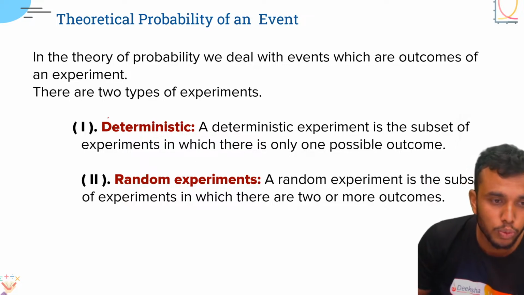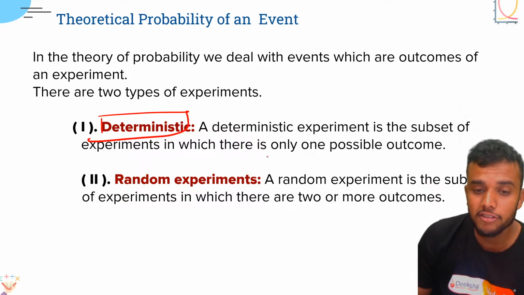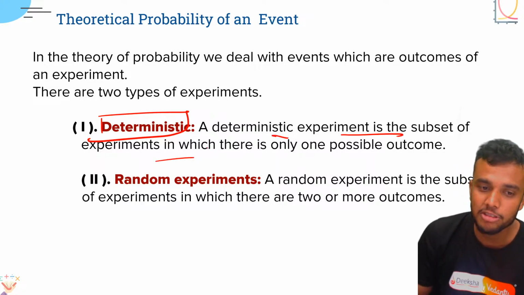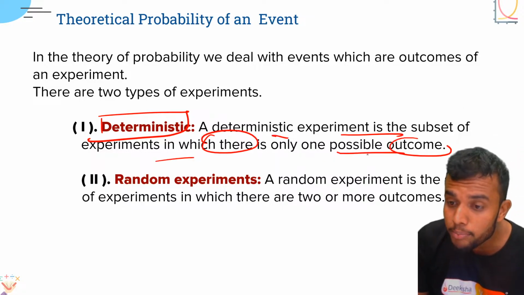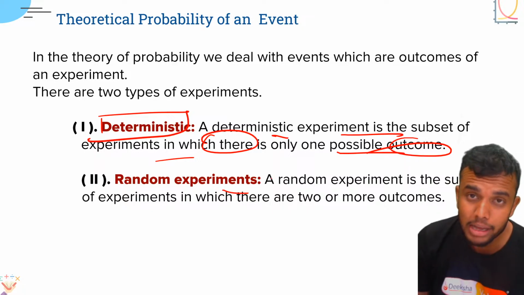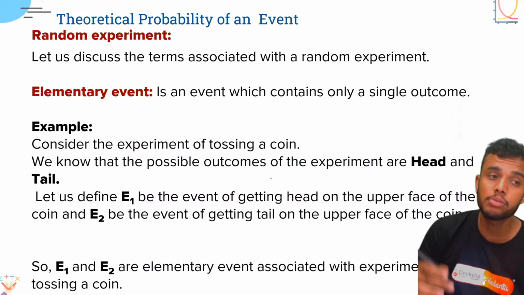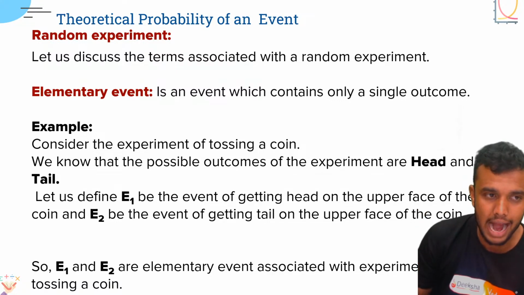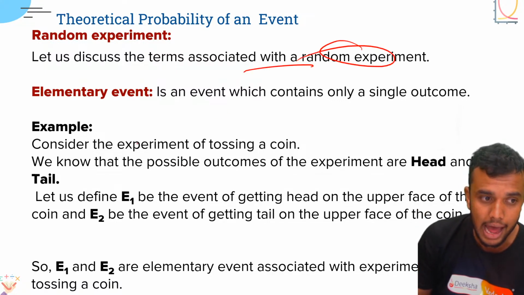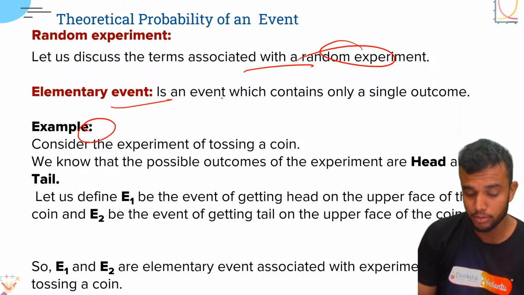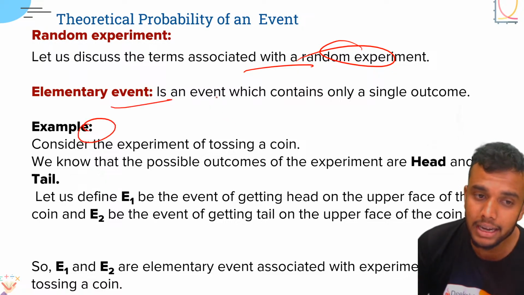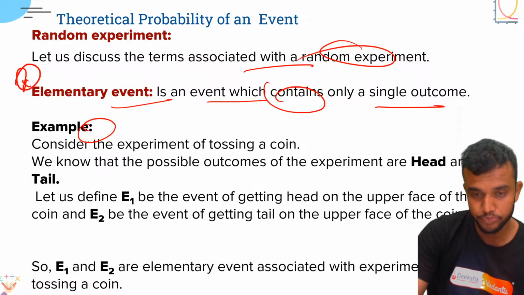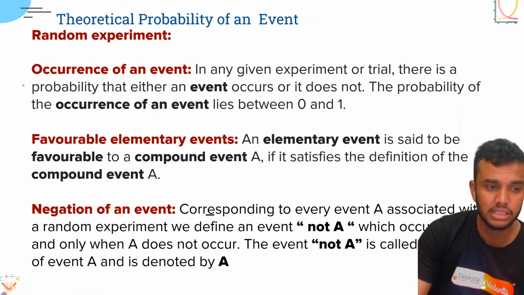Let's start with the first one, deterministic. What is the meaning of deterministic? A deterministic experiment is an experiment in which there is only one possible outcome. The second one is random experiment. Only one possible outcome is called deterministic, and more than one is called random. Let us discuss the terms associated with random, for example, elementary event. What is an elementary event? An elementary event is an event which contains only a single outcome. The definition is important; the rest are not important, just leave that.